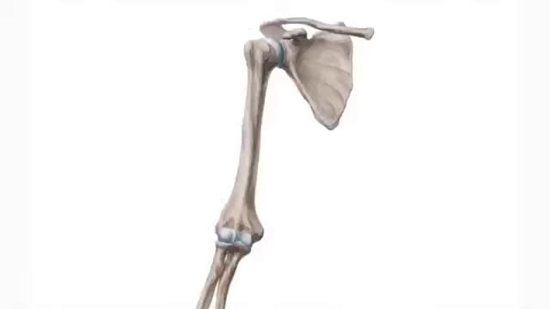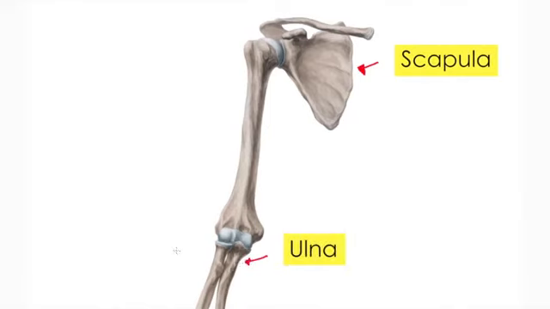Now let's start. The first thing that I need to pinpoint are the articulations that are happening between the humerus and other bones. Proximally, you can see that the humerus is articulating with this triangle-shaped bone here, known as the scapula, and distally, it is articulating with the ulna and with the radius.